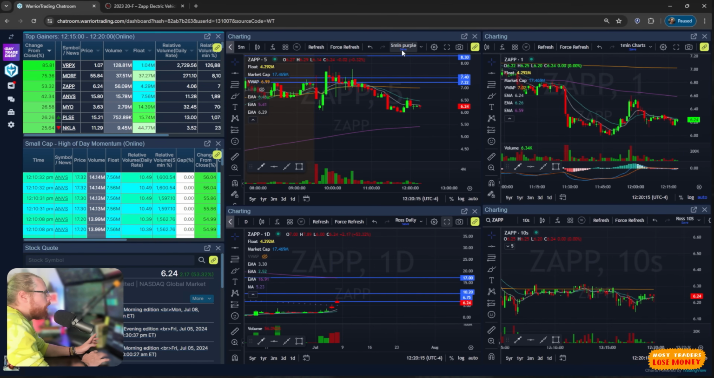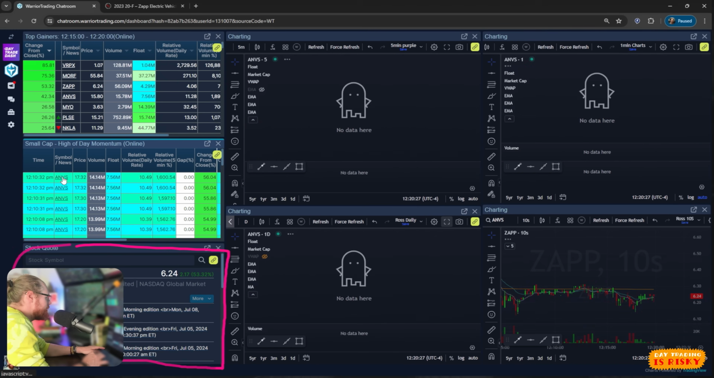You can use whatever software you want. If you want to go to MarketWatch, Google, or Yahoo Finance, you can use free tools like that and find the news. So in the stock quote window of the software that I'm using, I can pull up the stock and see what the news catalyst is.